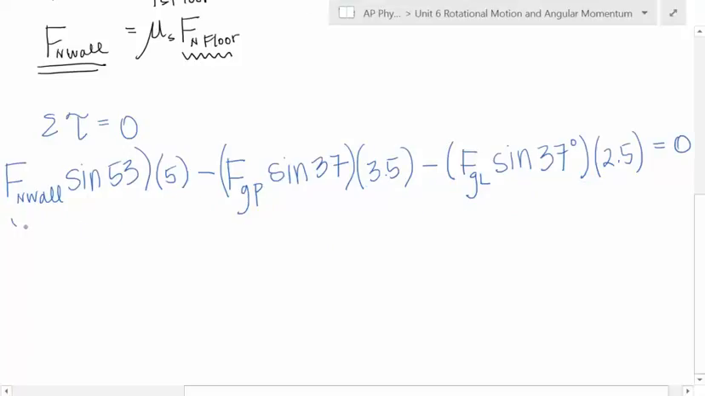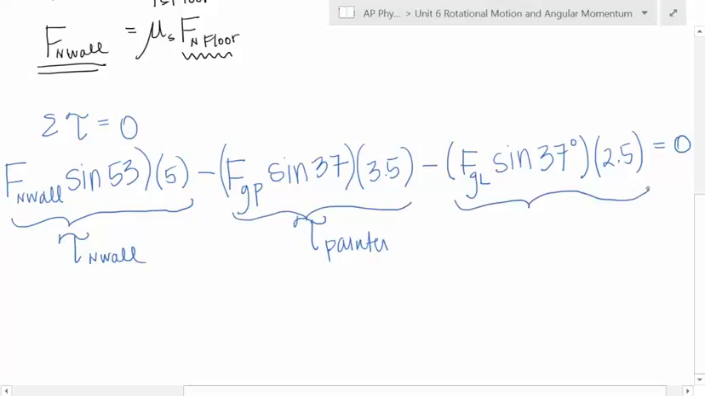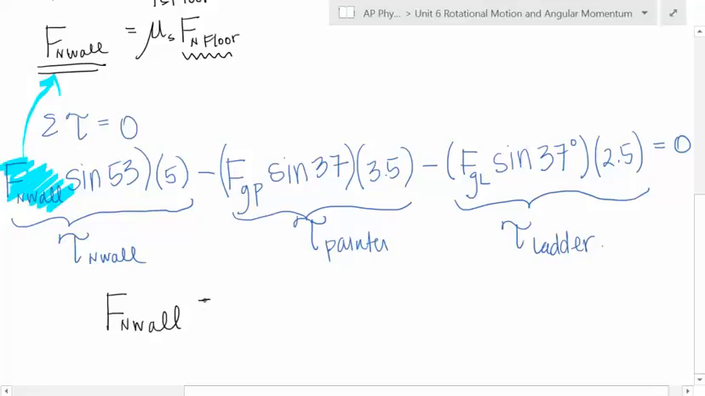So this is the torque due to the normal force on the wall. This is the torque due to the painter. And this is the torque due to the ladder. Can we find the normal force from the wall at this point? I think so. I think we have enough information to solve for this unknown, which if we do, we can stick it back in up here.